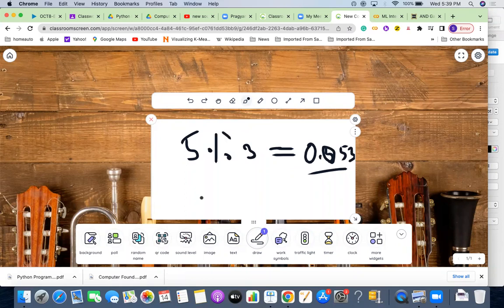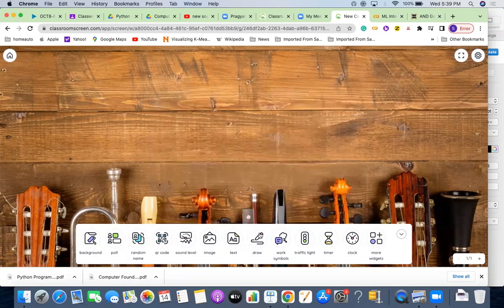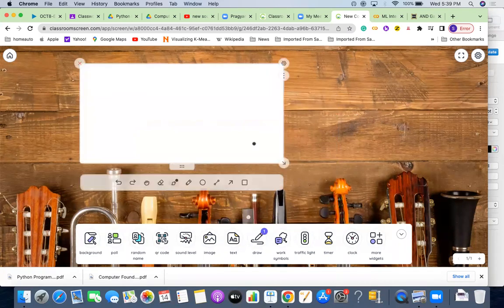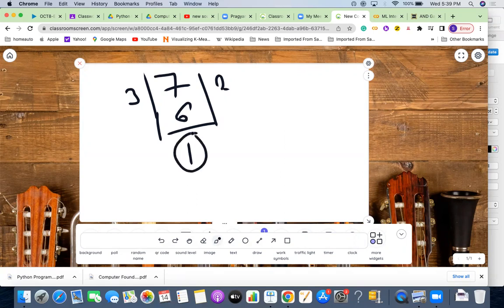Okay, let me explain again. I think you have not understood the modulus. How should I get the modulus? For example, if I say 7 modulus 3, 3 ones are 3, 3 twos are 6, correct? So what is left out? Can I divide 1 by 3? No, correct? So this is a remainder.